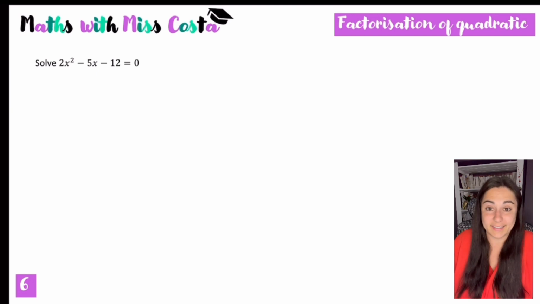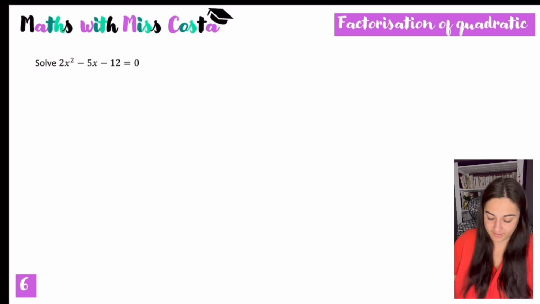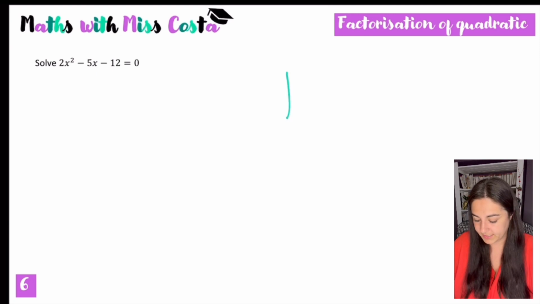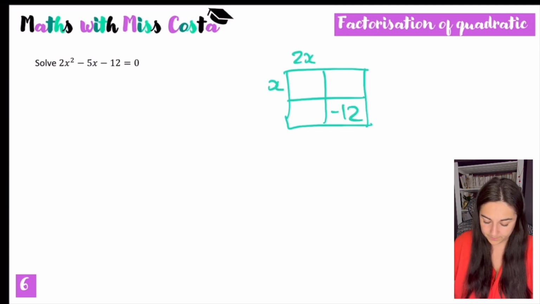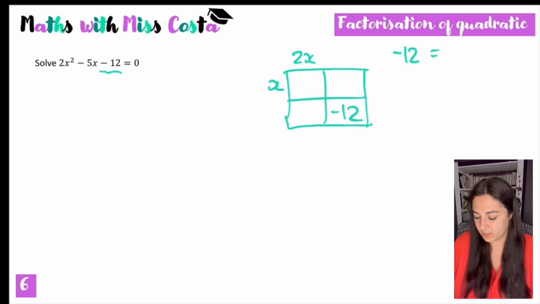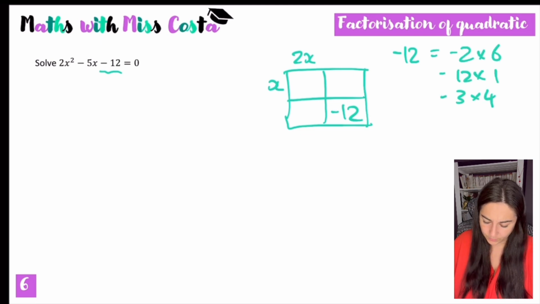Okay, so in this question, I'm being asked to factorise this quadratic. Well, I'm being asked to solve it, but in order to solve it, I need to factorise it. So once again, I've got a quadratic and it's got a 2x squared. So I might want to set myself up a grid like this just so that I can figure out what's going on. So I know that my numbers must multiply to make negative 12. So what could that be? Well, minus 2 times 6, minus 12 times 1, minus 3 times 4, or the reverse. So which would multiply together to make negative 5?